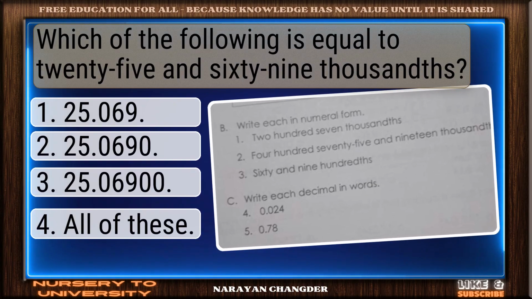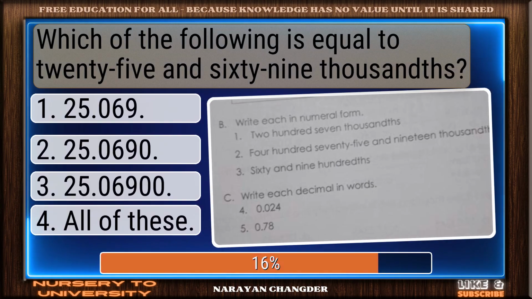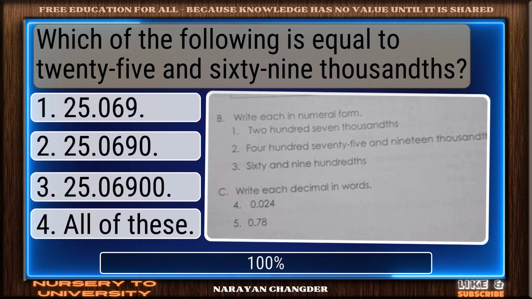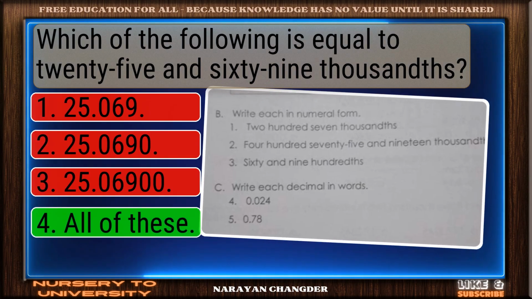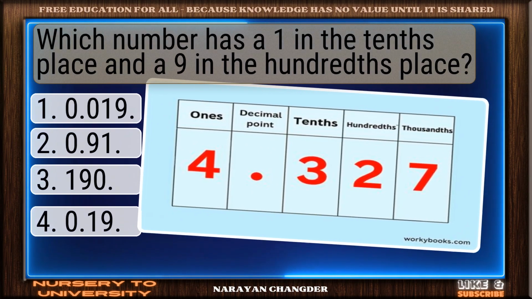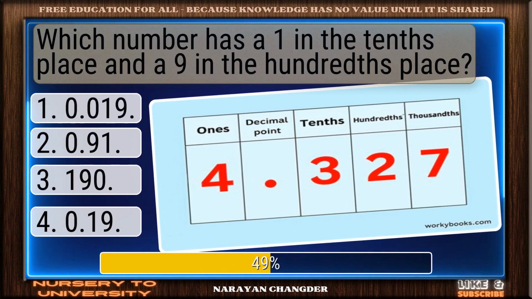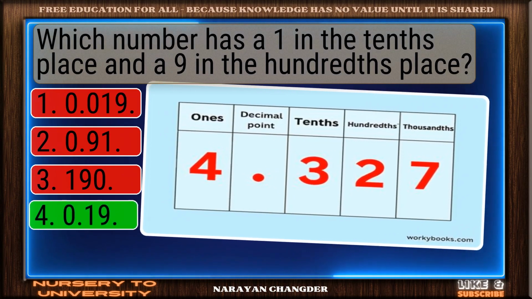Which of the following is equal to 25 and 69 thousandths? Nicely done. All of these is a solid answer. Which number has a 1 in the tenths place and a 9 in the hundredths place? Great job. 0.19 is the accurate answer.